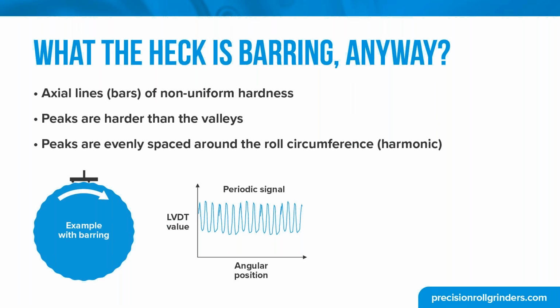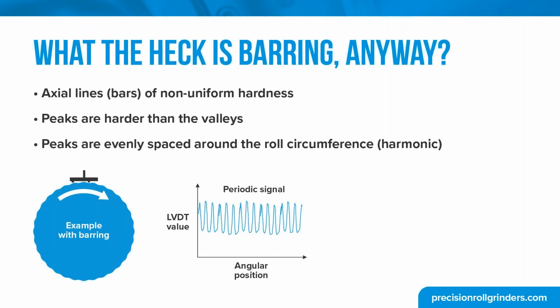It's also important when you go to grind the roll because you want to grind away the peaks, but because the peaks are harder, it's possible that your grinding operation will remove more from the valleys than the peaks. So it can be very difficult to properly grind a roll with barring.